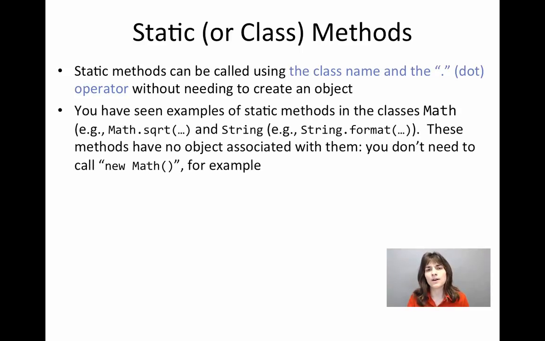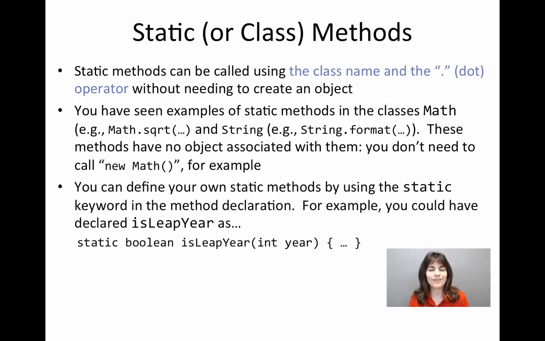Examples we have seen so far are methods from the Math class, like Math.sqrt, or methods from the String class, like String.format, or the wrapper classes, or the Arrays class. We have seen several cases of static methods. We can even define our own static methods in our code. All we have to do is place the keyword static at the header of the method that we are writing.